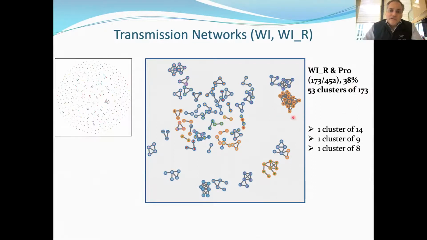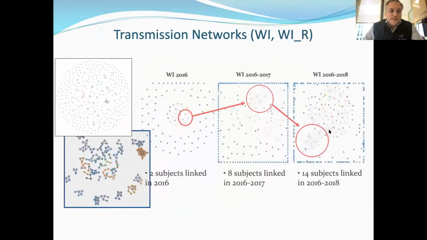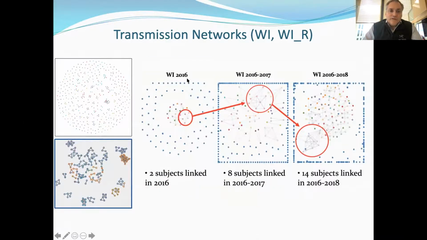But we do start to see these larger clusters of 14 individuals, and we can look back in time a little bit. I think that's one of the powers of the approach: back in 2016, this actually represented just 2 individuals that were linked. In 2016, 2017, as we added more data, that cluster grew to 8, and then by the end of 2018, we were up to 14 individuals. This is one of the potentials of this approach, to identify these clusters as they grow and determine whether or not there's an opportunity to intervene with one or more individuals within those clusters to try to short circuit that transmission chain.